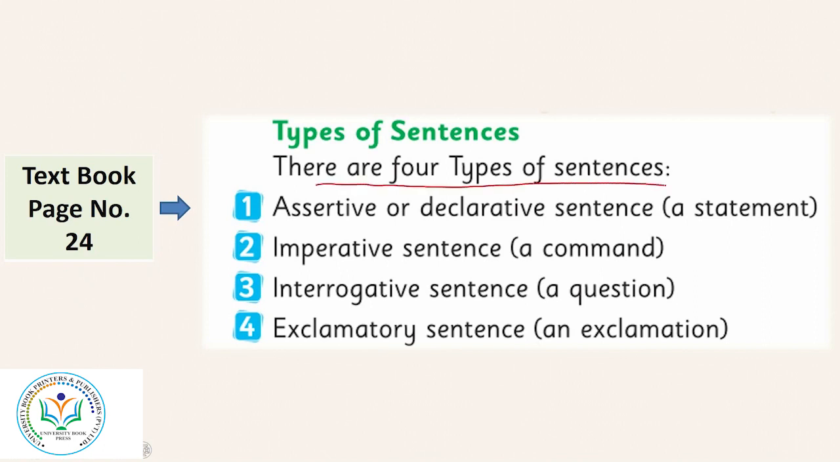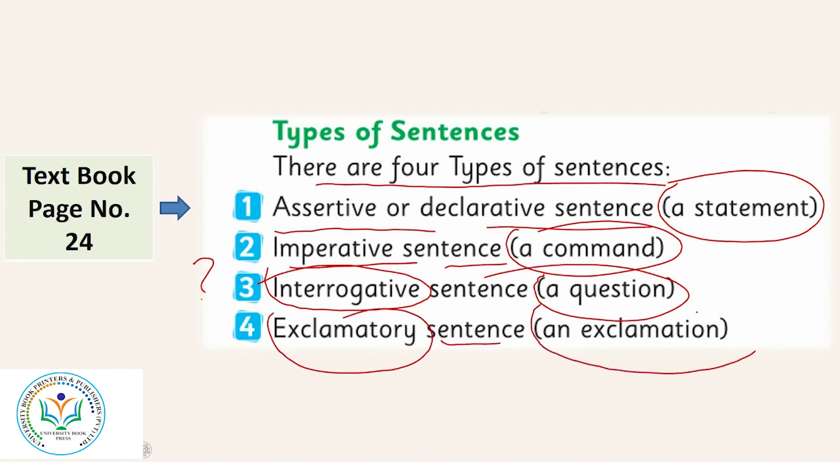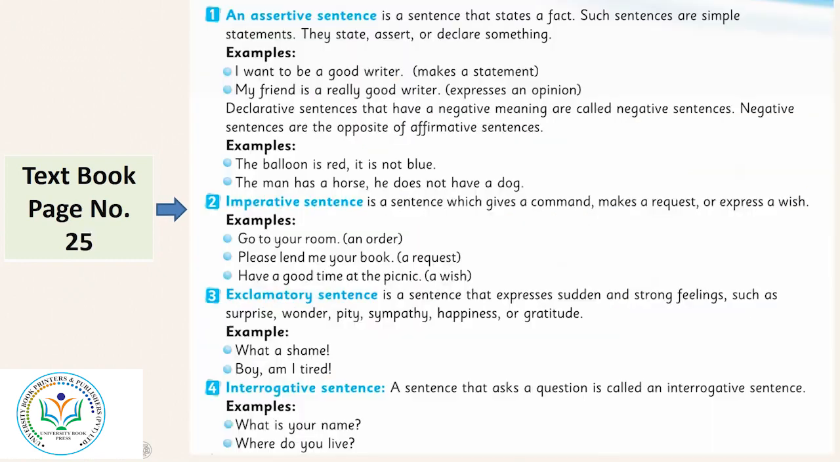There are 4 types of sentences: assertive or declarative sentence, a simple statement; imperative sentence, a command, when we give order or give command to someone; interrogative sentence, when we ask a question from someone and it always ends with the question mark; and exclamatory sentence, an exclamation in which we use exclamation. Let's discuss it one by one.